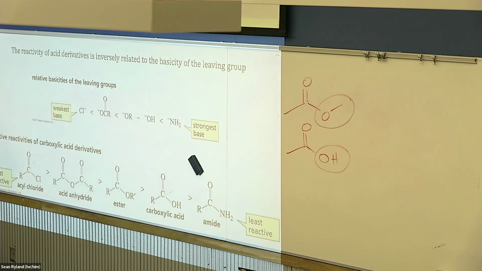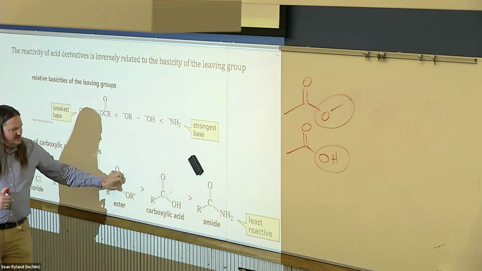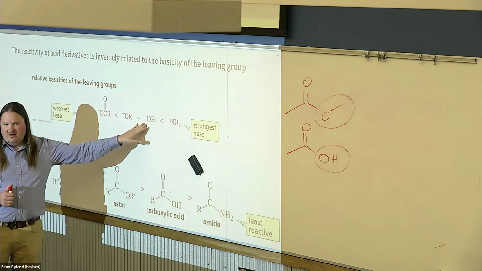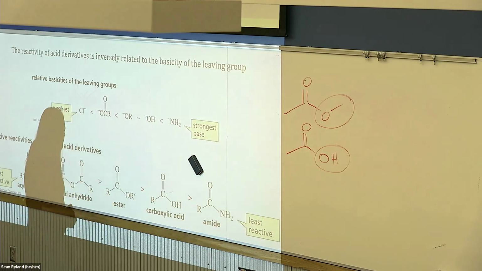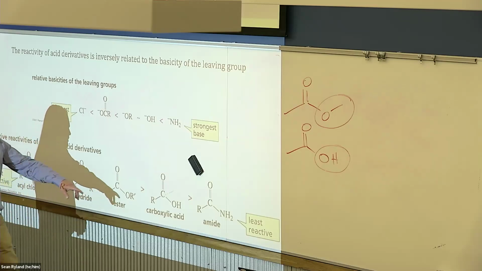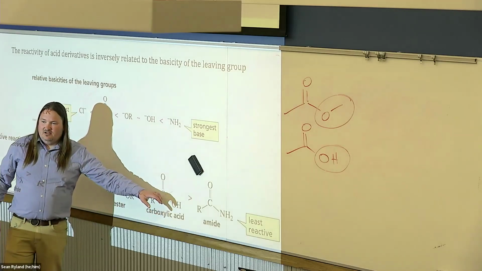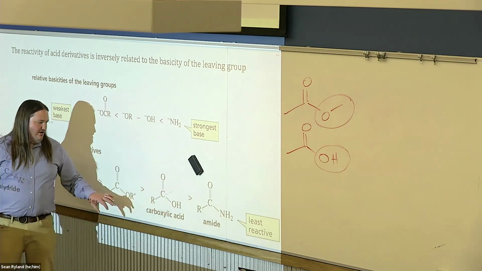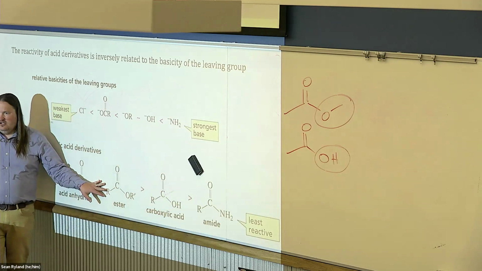So typically, the most reactive is going to be the acyl chlorides, then acid anhydrides. Esters and carboxylic acids are roughly the same level of reactivity, but we usually rank esters as being more reactive than carboxylic acids because there tends to be more hydroxide or water around. So just based on concentrations, we wind up making the acids more often than the esters.